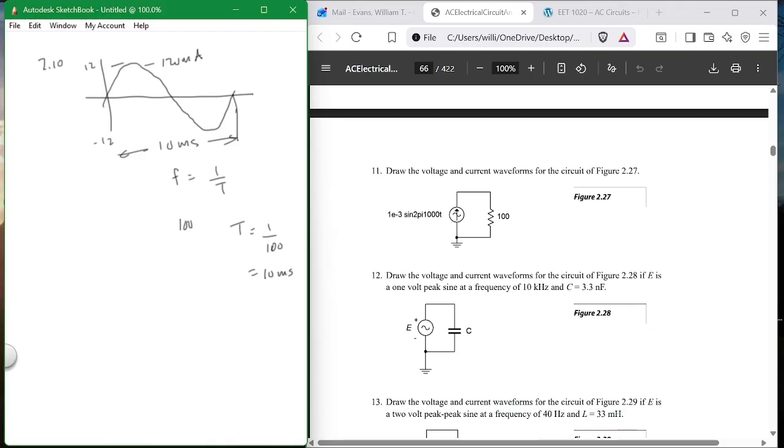Number 11. Draw the voltage and current waveform for the circuit here. The current is 1e minus 3, or 1 milliamp, times sine of 1000 t. So number 11 would be the same thing, a sine wave. F is 1000, T is 1 over 1000, or 1 millisecond. So from here to here is 1 millisecond.